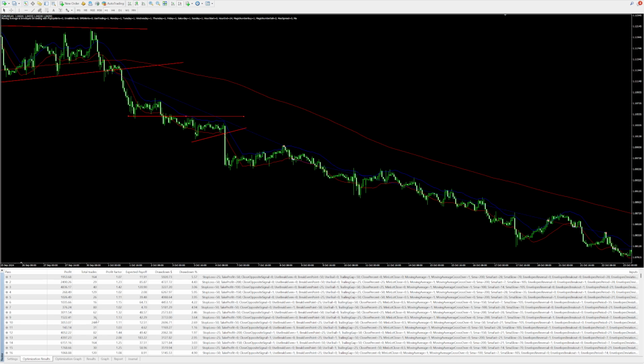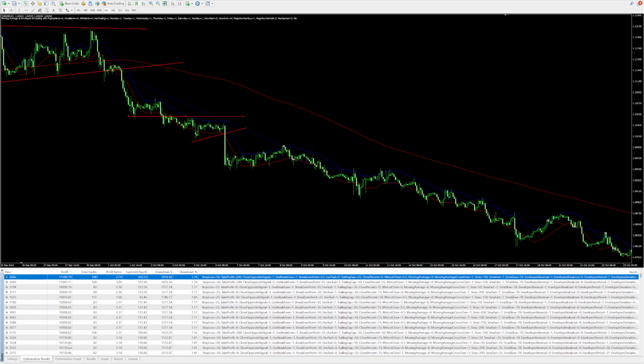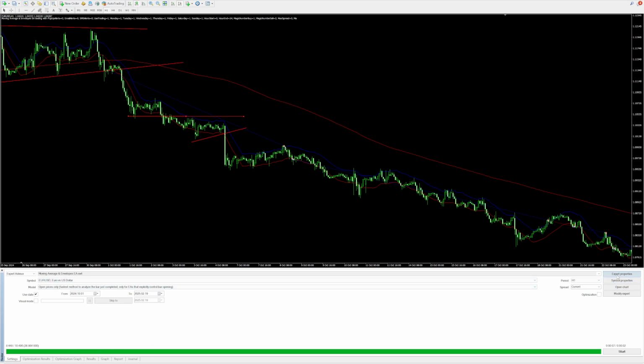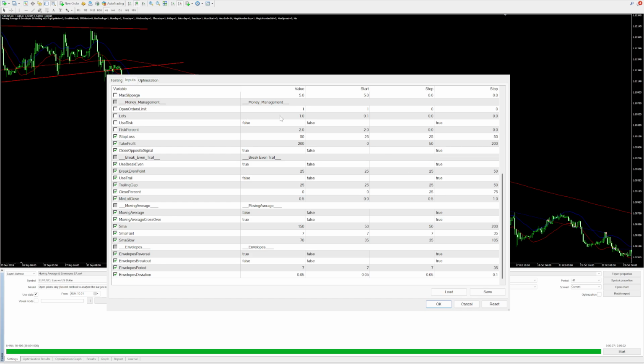Okay, then you go to optimization results, and this will show you all the different possible combinations and the results that they produced. Okay, if you just sort it by profit, this is results using a 50 pip stop loss and 200 pip take profit, close signal true, break even true, and so on. It just shows you all of the different settings that produced those results. And if you double click it, it will load those particular settings into the EA settings here, and you can always save and load later if you want to test again, or perhaps load them on your charts when you attach the EA to your charts.